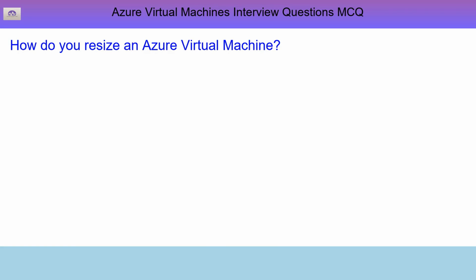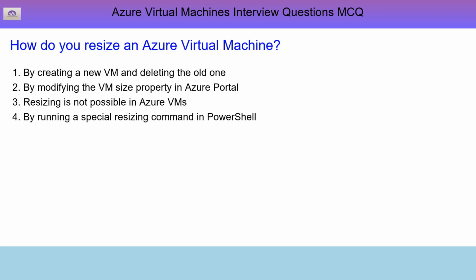How do you resize an Azure virtual machine? Here are your options. 1. By creating a new VM and deleting the old one. 2. By modifying the VM size property in Azure Portal. 3. Resizing is not possible in Azure VMs. 4. By running a special resizing command in PowerShell. The correct answer is by modifying the VM size property in Azure Portal.